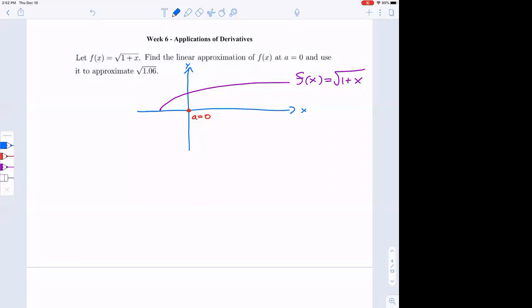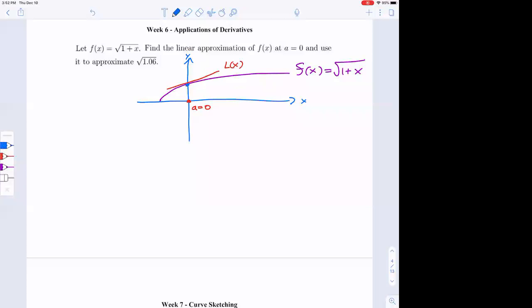And we're going to use that point to come up with a tangent line. And the idea is that that tangent line, we'll call it L of x, is going to help us estimate what's going on with our curve. So we're going to be able to estimate the square root of 1.06, and we're going to be able to do this with just our bare hands.